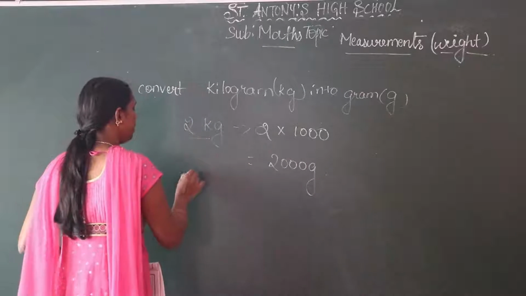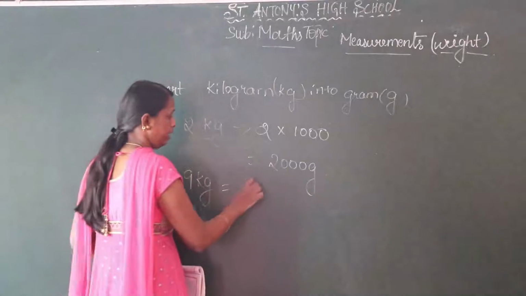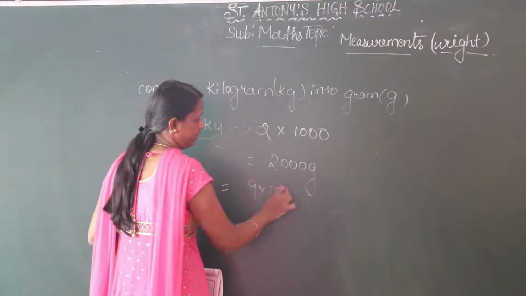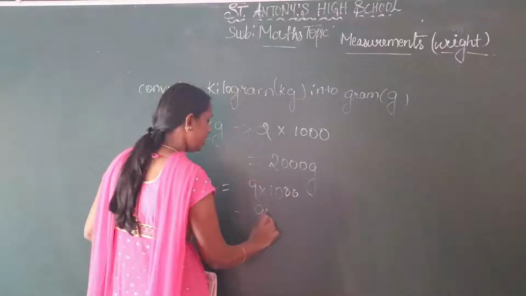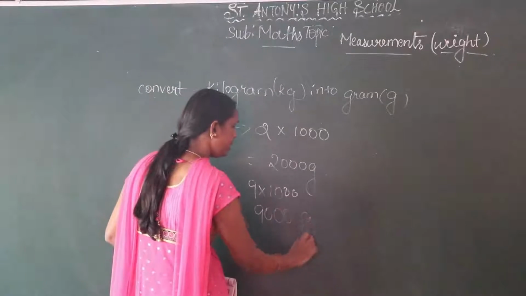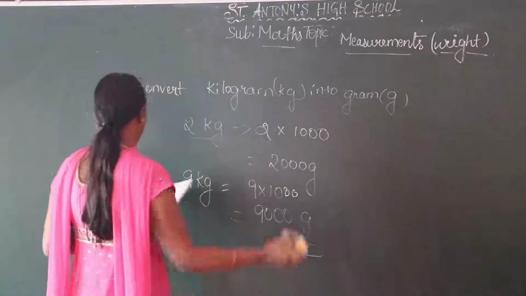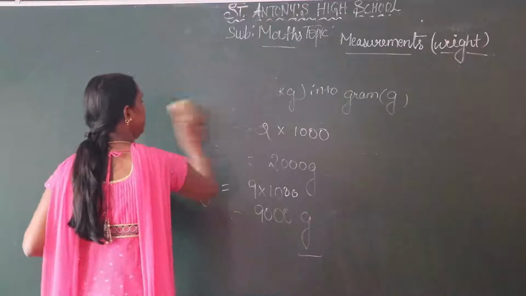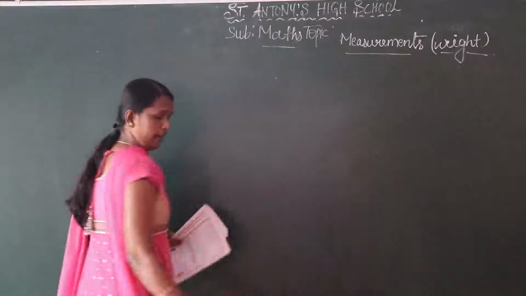Okay. For example, 9 kg is converted into gram. 9 into 1000, how much? 9000. 9000 gram. Unit also is important. Okay. Next.